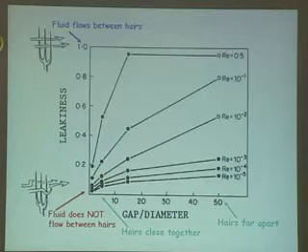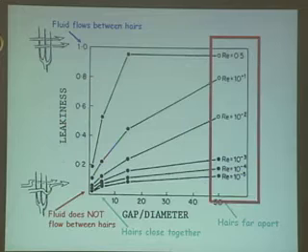So that we can explore spacing. And each line you see is a different Reynolds number. The lower Reynolds numbers represent either very small hairs or very slowly moving hairs, and the higher Reynolds numbers represent bigger hairs or more rapidly moving hairs. And there's a lot of biology you can learn from a simple graph like this.